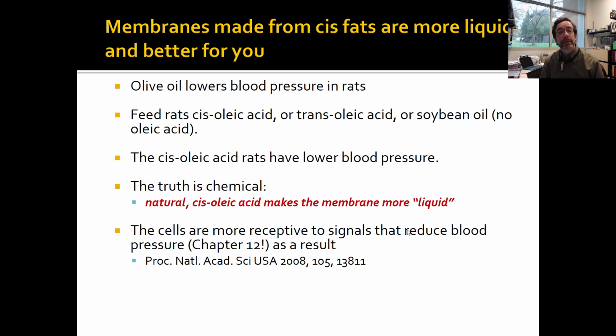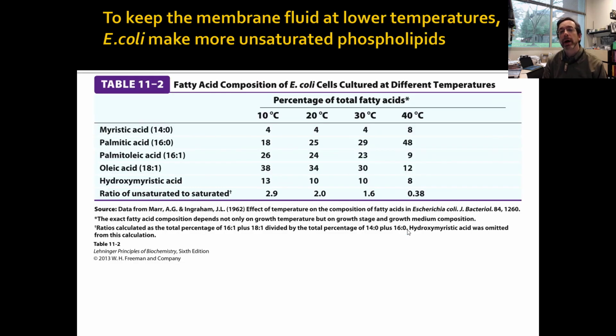They hypothesized that the structural reason for this is that the cells are more receptive to signals that are sent to reduce blood pressure. And they found out that there's actually some biophysical experiments to back this up. The more liquid membranes allows the cells to be more receptive to signals that are lowering blood pressure. Therefore, cis fats lower blood pressure. It's also part of the reason why olive oil might be healthier for you than beef fat, because it has more of these cis unsaturated fats in it.